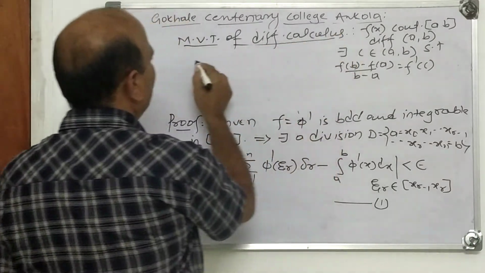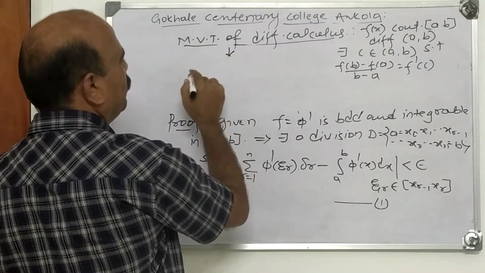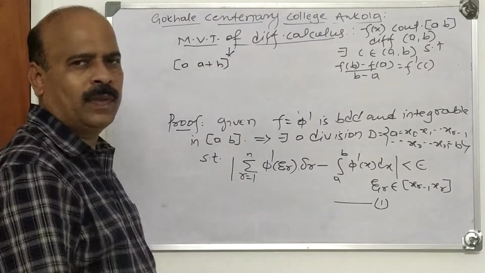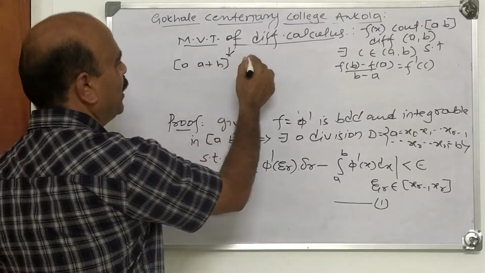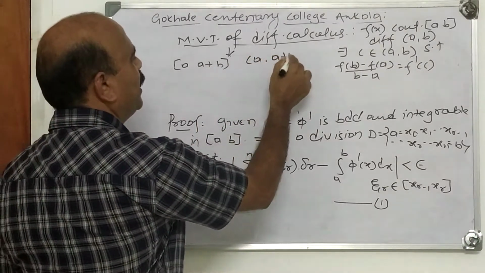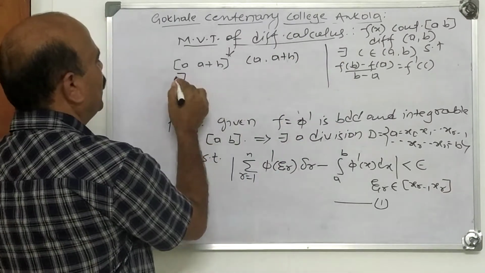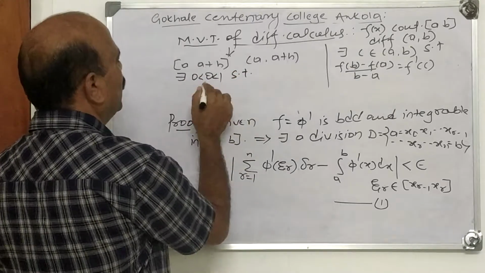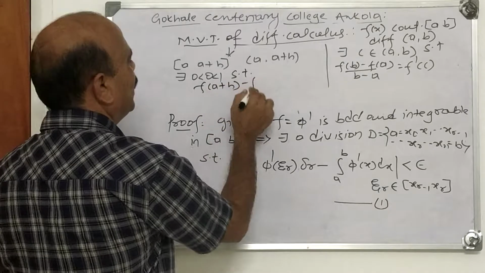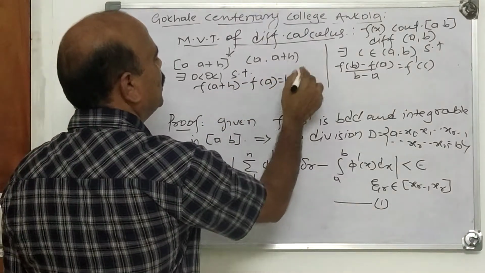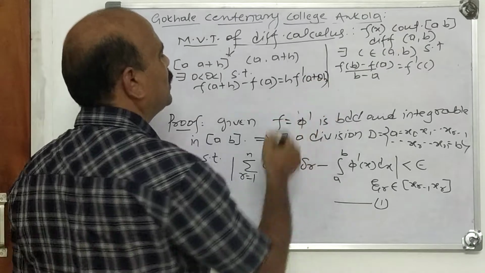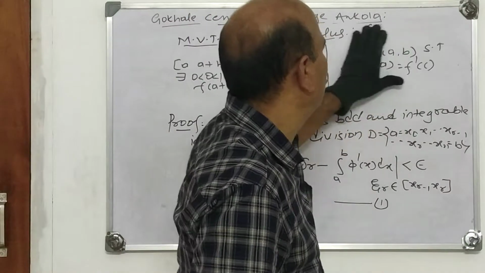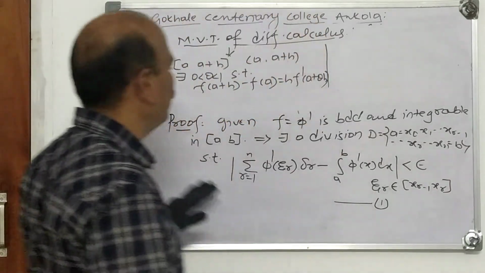Now, another form is there. What is the other form? Suppose a function is continuous in closed interval a to a plus h, differentiable in open interval a to a plus h. Then there exists theta greater than 0, less than 1, such that f of a plus h minus f of a is equal to h into f dash of a plus theta h. This is the second form, and we use this second form of the mean value theorem.